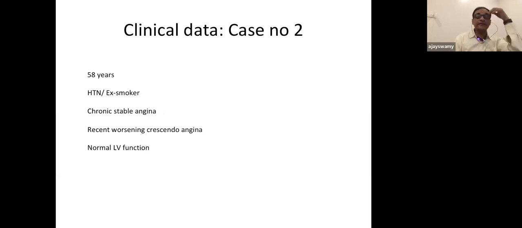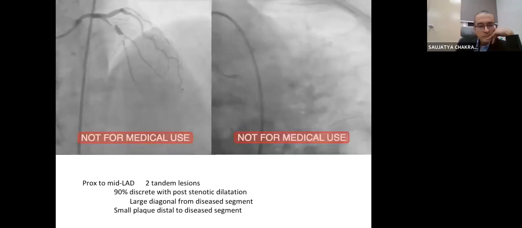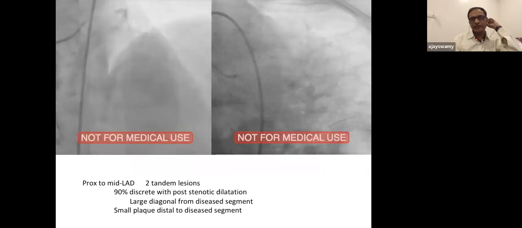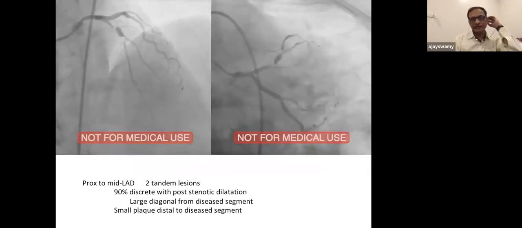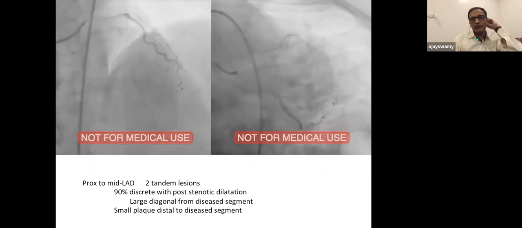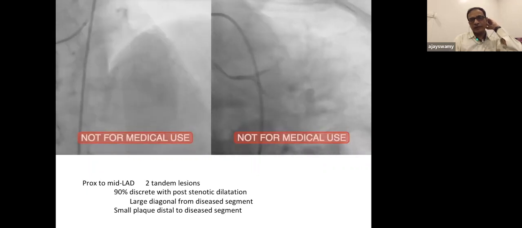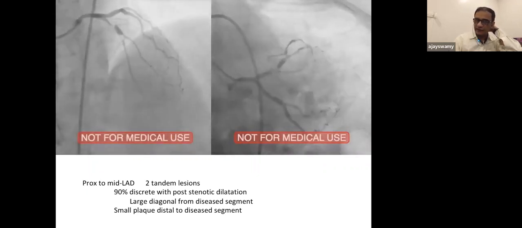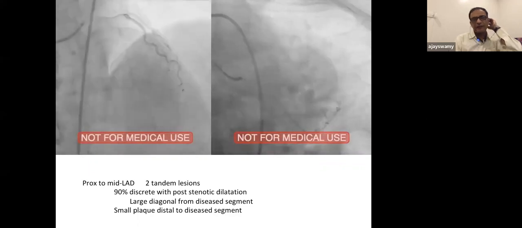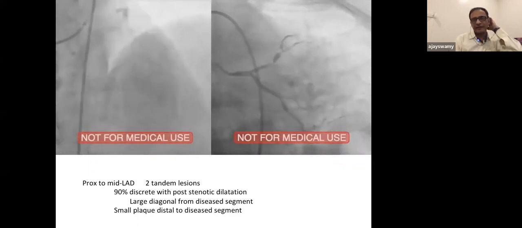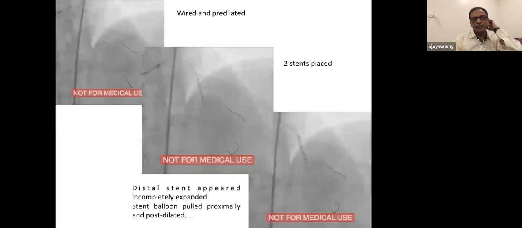This is the second case, a 58-year-old hypertensive ex-smoker, chronic stable angina with recent worsening crescendo angina, but normal LV function. He had two tandem lesions in the LAD, 90% discrete with a post-stenotic dilatation, with a large diagonal from this diseased segment, and a 1-1-1 Medina bifurcation with this diagonal into the distal LAD, and a small plaque distal to this diseased segment that was imaged in two views.